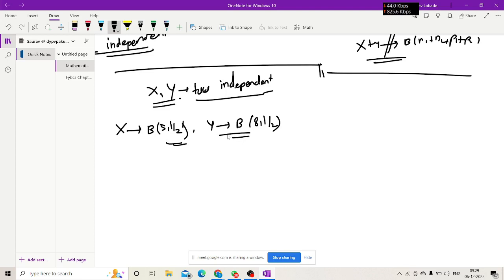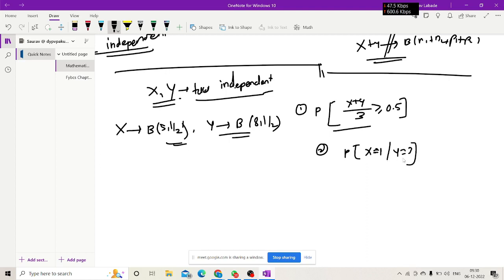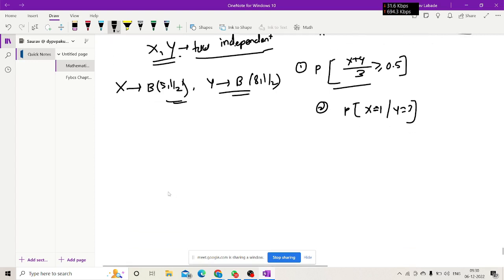Now they are asking to find out, first, the probability of (x plus y) by 3 greater than or equal to 0.5. This I have to find first. And the second, I have to find the probability of x equals 1 given y equals 3. How do we find the first one?